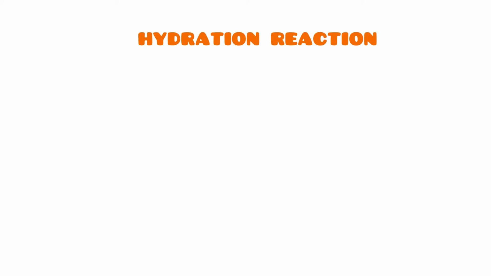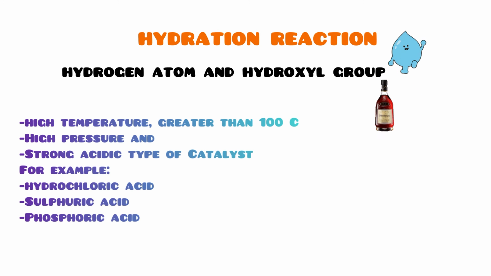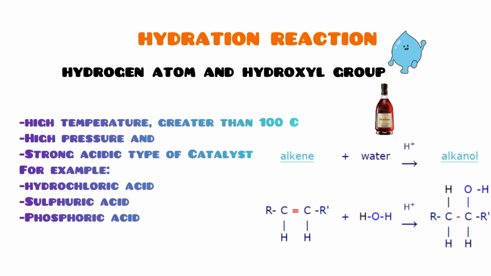Now, let's go on to define the hydration reaction. As the prefix of the name indicates, in this reaction the addition of water across the double bond takes place. There are only 2 substituents that are present, which are a hydrogen atom and a hydroxyl group. Due to the presence of the hydroxyl group, the products will be alcohol. This reaction requires high temperature, which is often greater than 100 Celsius, high pressure and a strong acidic type of catalyst. For example, it can be hydrochloric acid, sulfuric acid, or phosphoric acid. Here is an example of the hydration reaction.